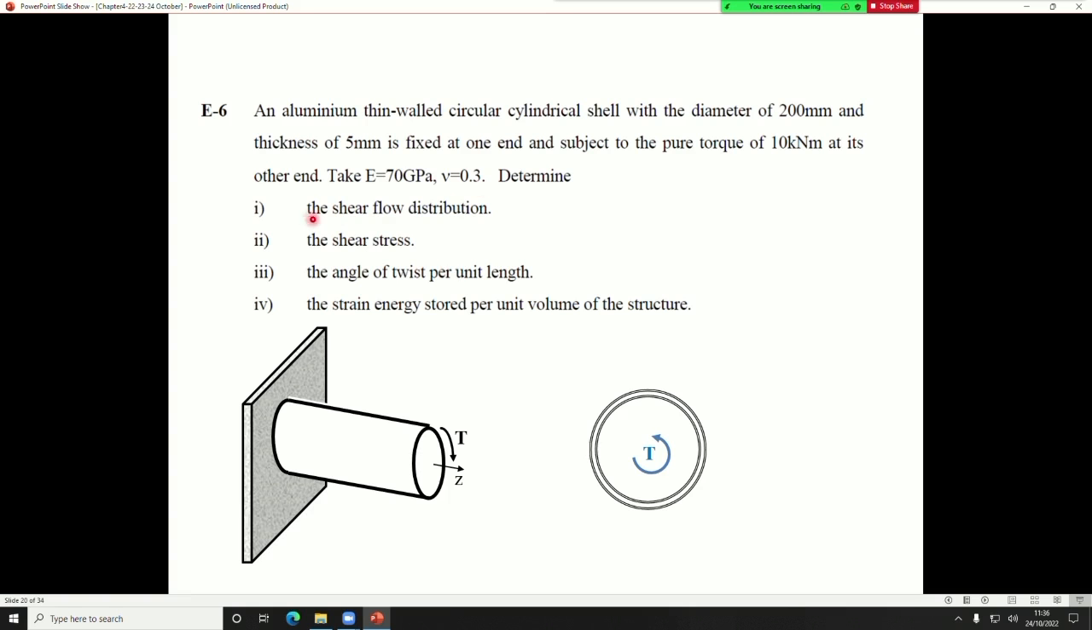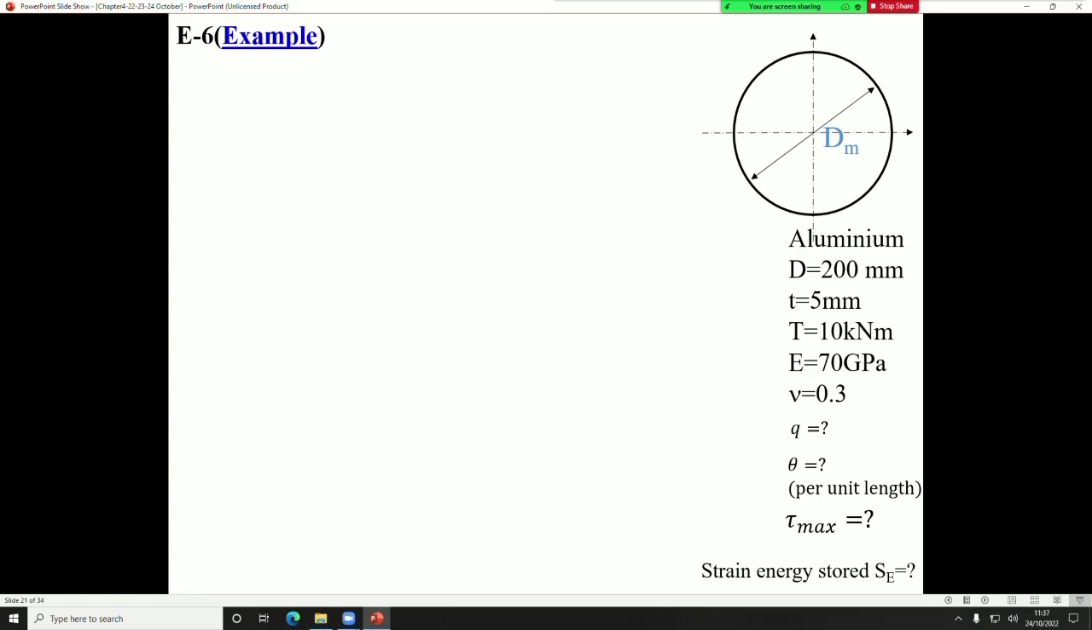The problem is asking us to find the shear flow distribution, the shear stress, the angle of twist per unit length, and total energy stored in the cylinder. So I've extracted the data given. Material properties, the diameter I use as the mean diameter. If you've been given a thin-walled cylinder with just one diameter, by default you should assume it's a mean diameter. The torque applied.